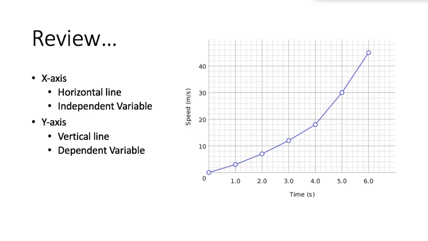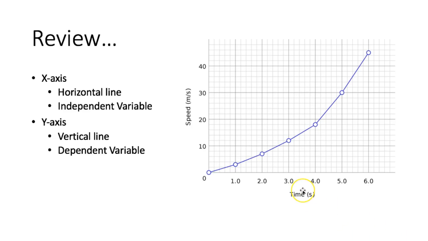So let's start with a quick review. First of all, we want to remember that the graph is made up of two axes, the x-axis and the y-axis. The x-axis is our horizontal line, so it runs from left to right, and it is where we plot our independent variable. The independent variable doesn't change based on any other variable, it just changes on its own.